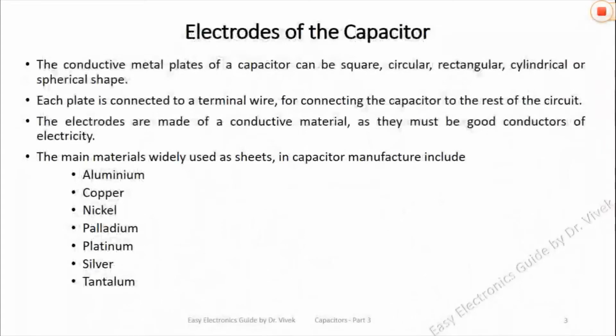The electrodes of a capacitor can be square, circular, rectangular, cylindrical, or spherical shape. Each electrode is connected to a terminal wire for connecting the capacitor to the rest of the circuit. The electrodes must be good conductors of electricity. The main materials for making the electrodes are aluminium, copper, nickel, palladium, platinum, silver, and tantalum.